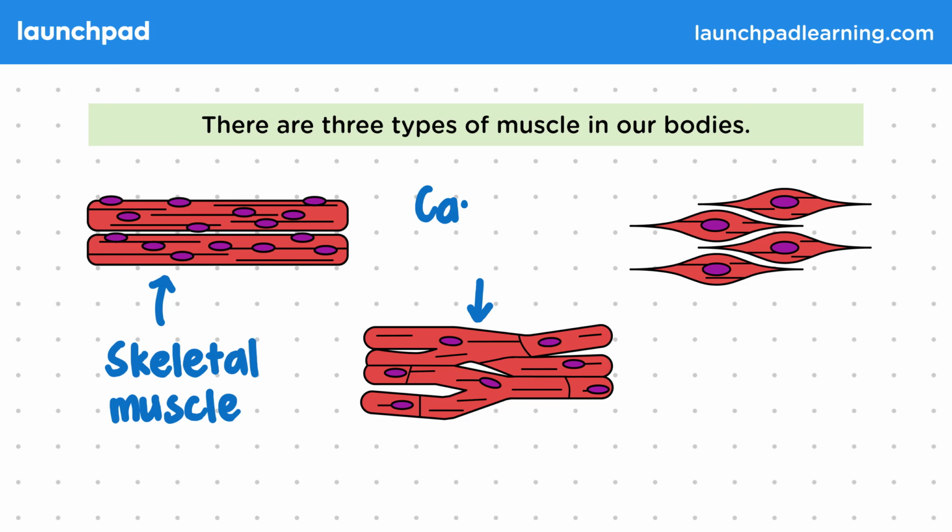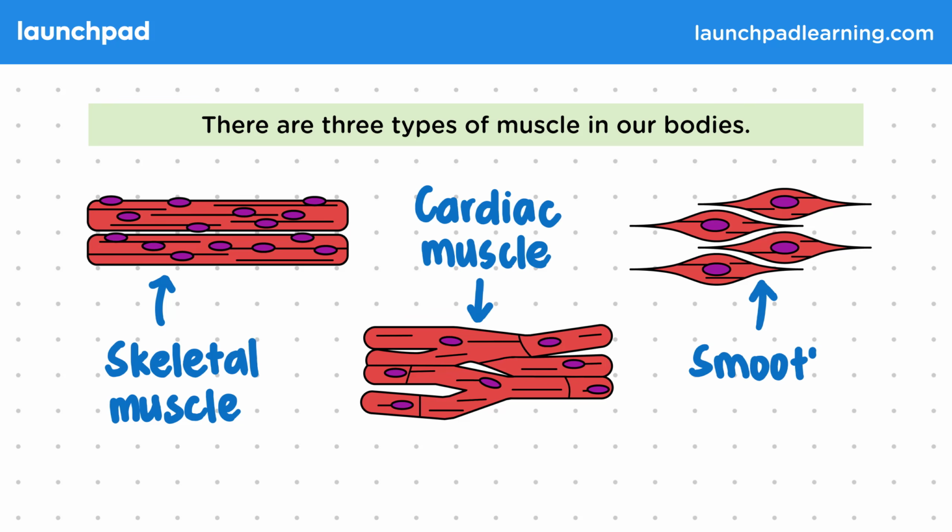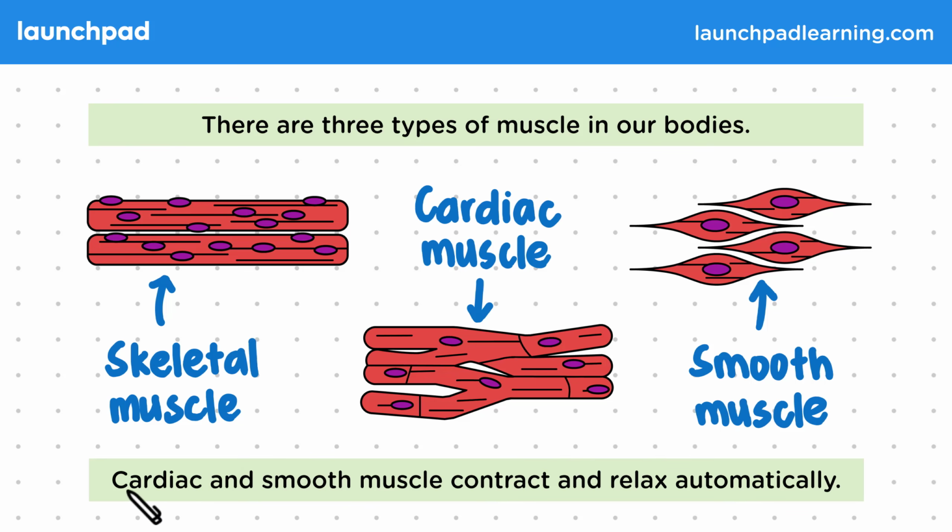In the middle, we have cardiac muscle cells. These allow heart contractions. And over on the right, smooth muscle. This lines things like the blood vessels and our intestines. Cardiac and smooth muscle contract and relax automatically. However, we can voluntarily control contractions of the skeletal muscle. So how are each of these muscle cells specialised for contraction?